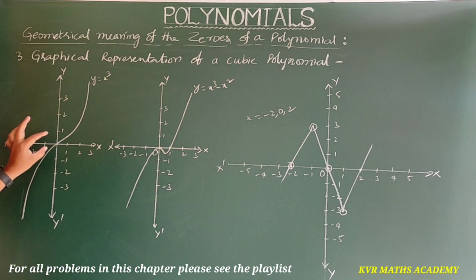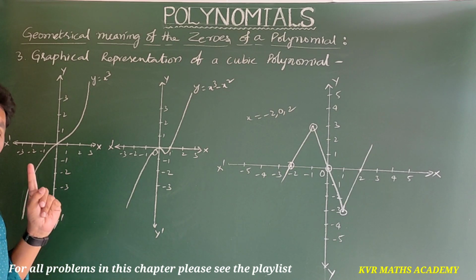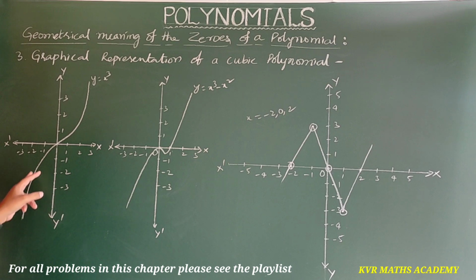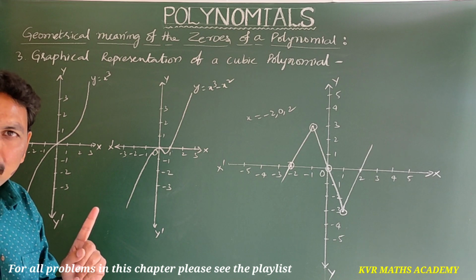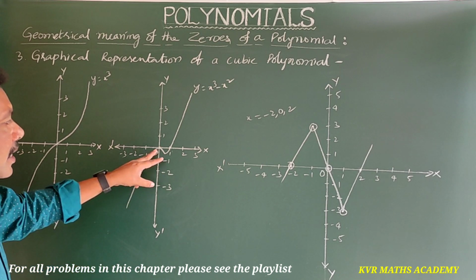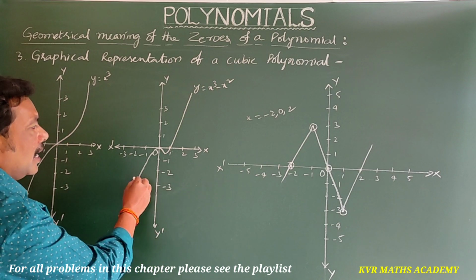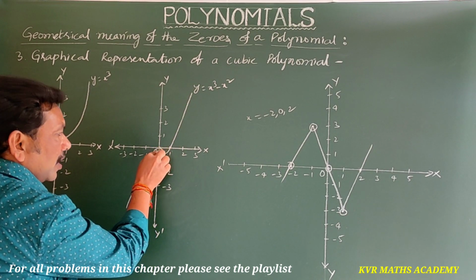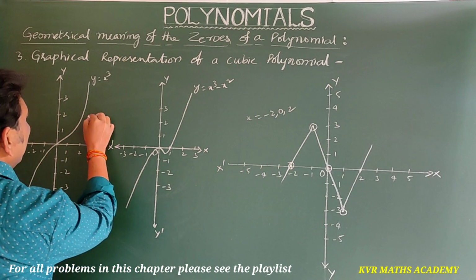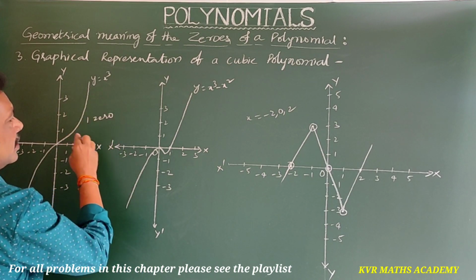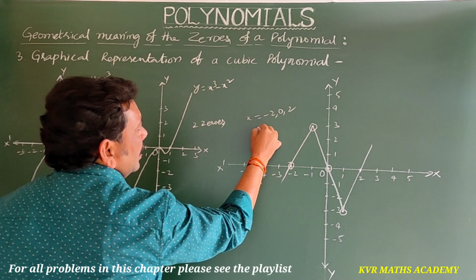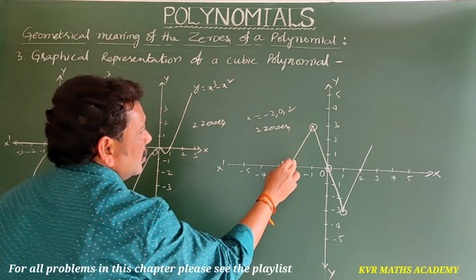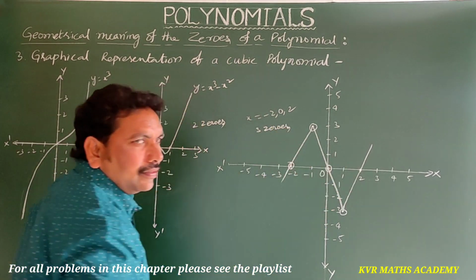So here, this graph, y is equal to x cube, has only 1 zero. Why? Because it intersects the x-axis at only one point. Here, this graph has 2 zeros. Why? Because this graph intersects the x-axis at 0, 0 and 1, 0. So this will be 2 zeros. Right. Here, this will be 3 zeros or not? Yes, exactly 3 zeros. Here, this one, this one, this one.